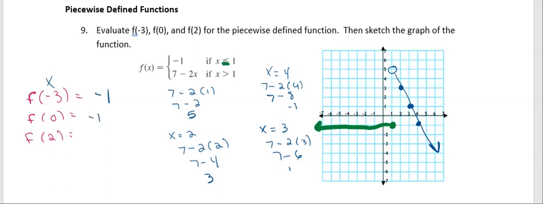Over here, 0, -1. F of 2, 2 is greater than 1, so that will look like 7 minus 2 times 2, which is 7 minus 4, which is 3, which we did right here, but just doing again so you can see it. And that is on this function. Here it is, right here. So we get 3.